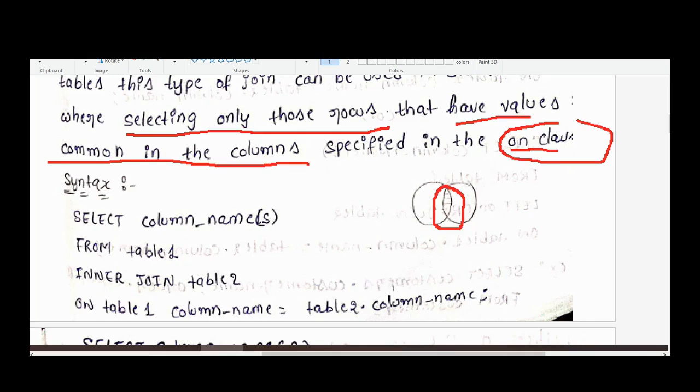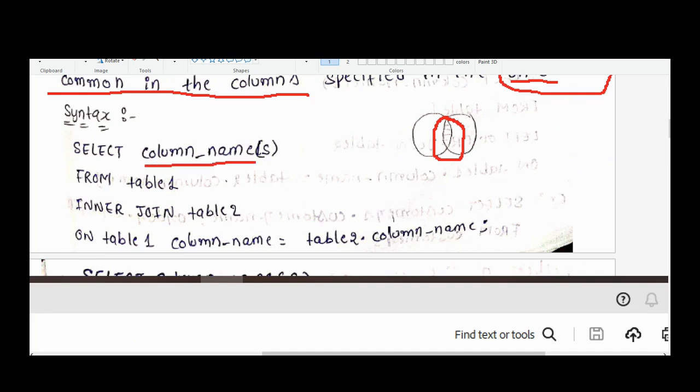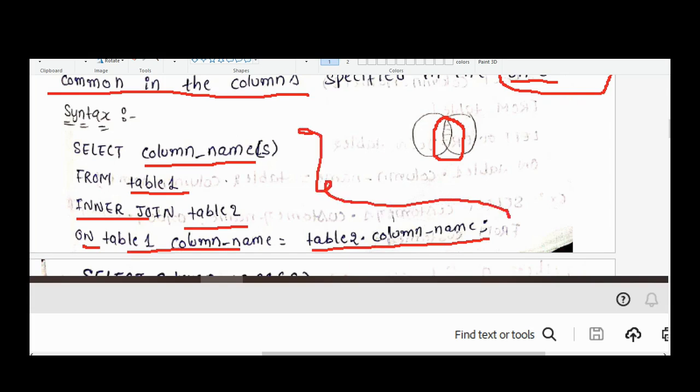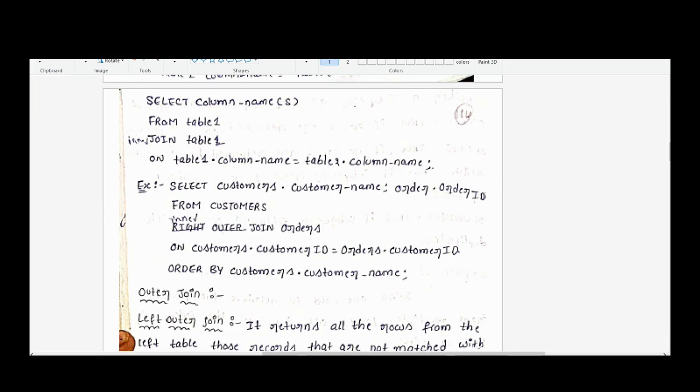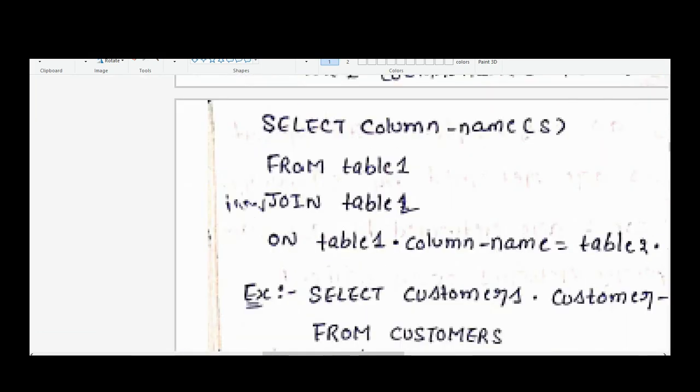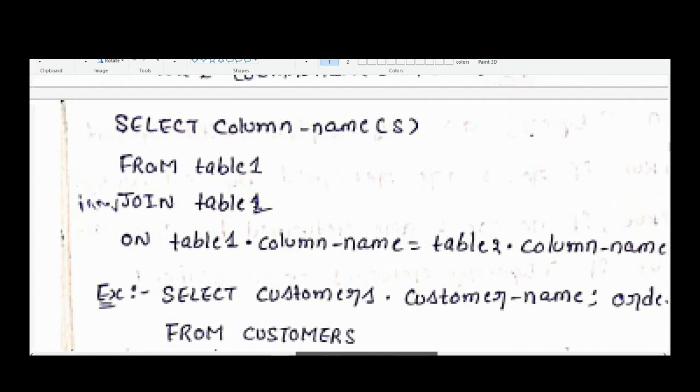The syntax for inner join is: select the columns from table 1, inner join table 2 on table1.column_name equals table2.column_name. In this syntax it displays the records from table 1 and table 2 whose values are present in both tables in the column specified in the ON clause. It can be implemented using this syntax.